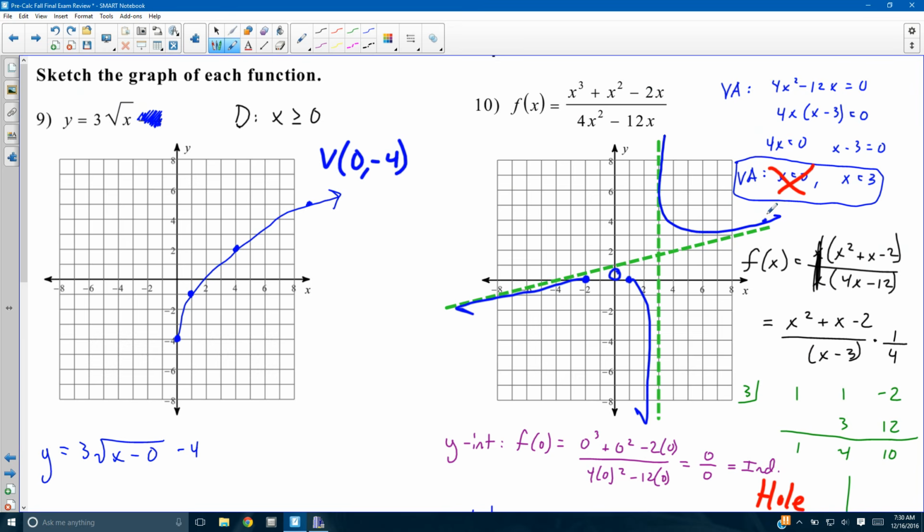Again, I'm not going to be calling out specific points right now. I want to get the behavior of the graph in. You can plug in as many points as you'd like. Try your best with the fractions that you're given. Now, what's happening to the left and right of this hole? I am curious to see where this hole actually is.